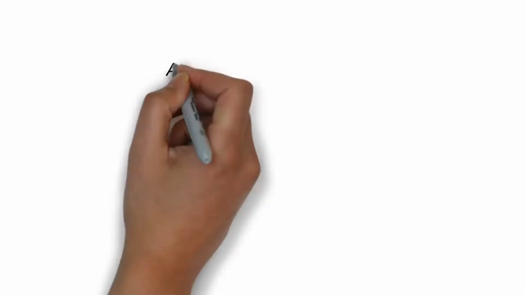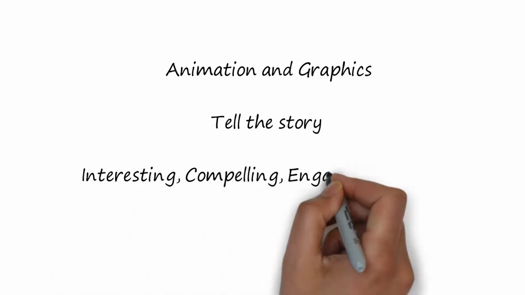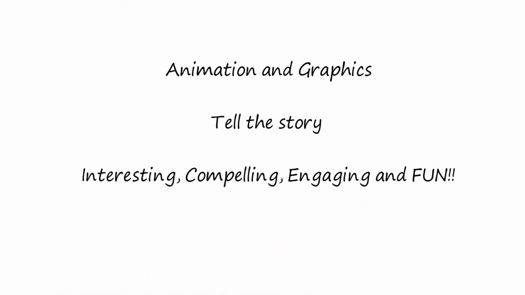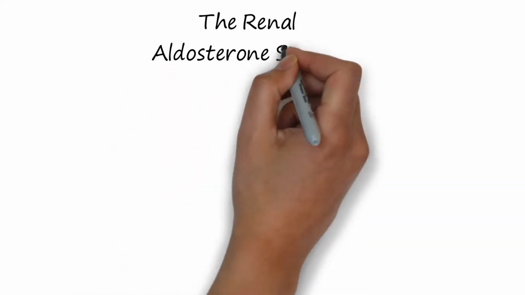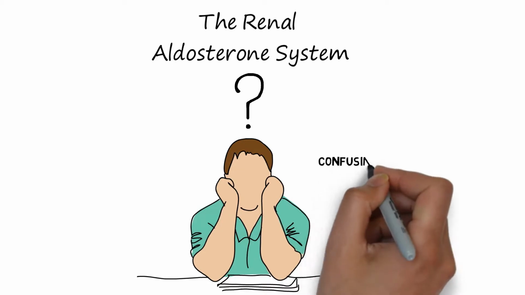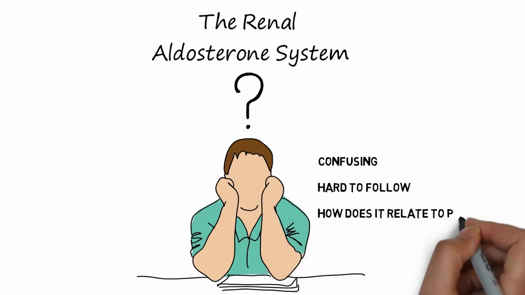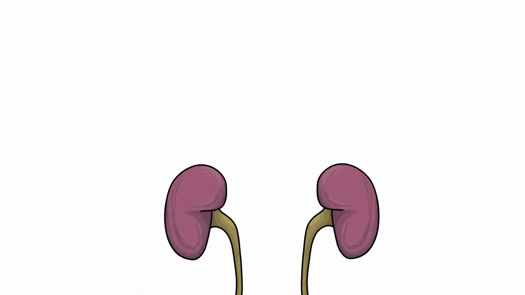So what I'm suggesting is we use more animation and graphics to tell our story in an interesting, compelling, engaging, and fun way. As an example of this, I'm going to show you how we can do the renin angiotensin aldosterone system. The reason I've chosen this one is because it causes the most confusion, it's hard to follow, and you think, how does it relate to patients? So we'll start here. Here we have the kidneys.